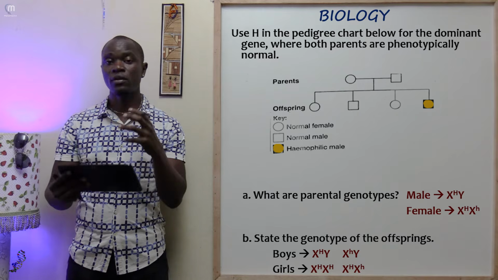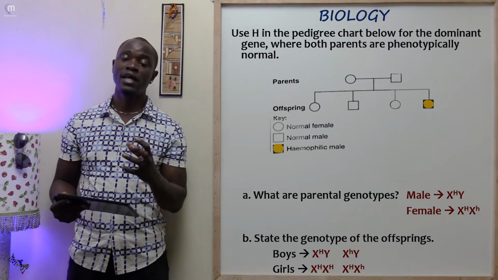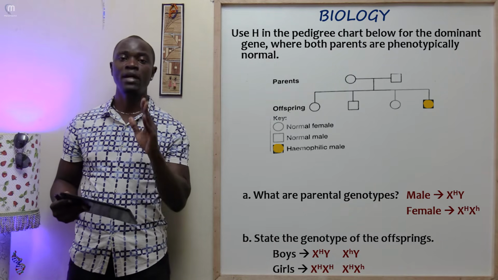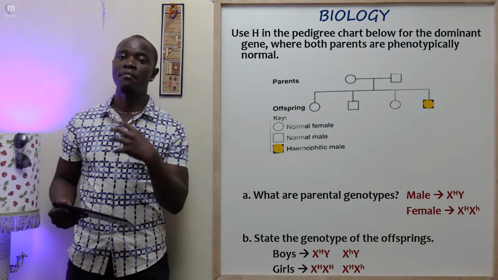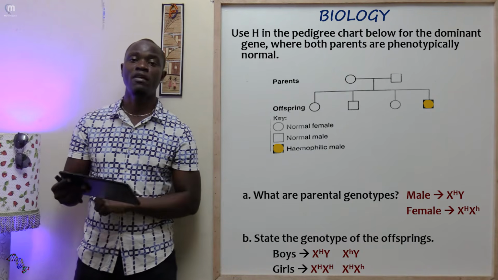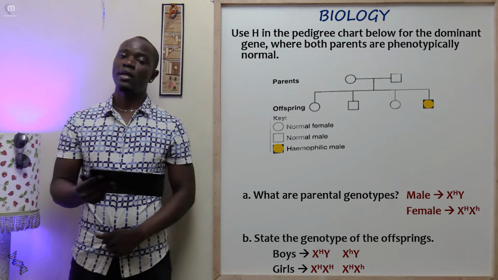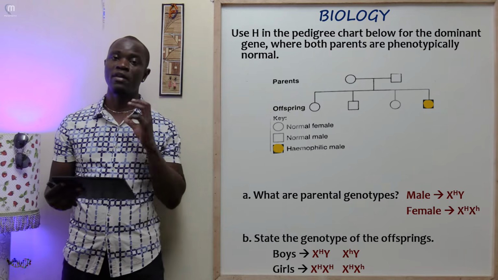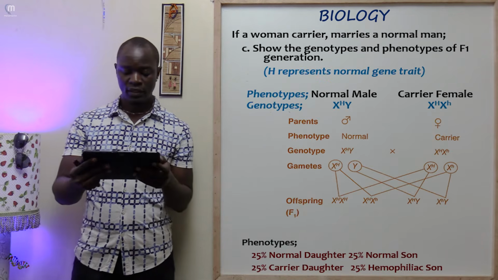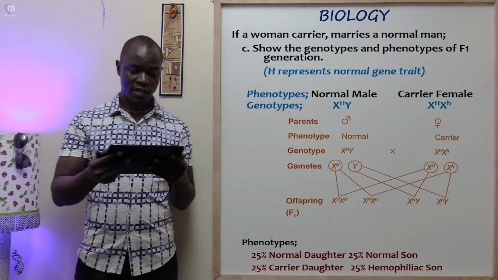The fourth one is hemophiliac male. It means that it's X small h and Y. So remember, we don't have male carriers. It's either the male has the disease or is normal. Therefore, in this case, we have X small h and Y. That is why we have now this male who is hemophiliac. Now that summarizes that part.